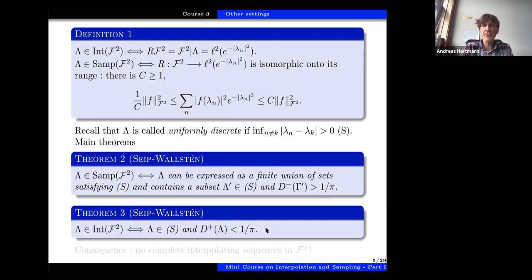And an interesting consequence, which was already mentioned yesterday in the talks, is that from these two conditions you can conclude that in the classical Fock space there are no simultaneous interpolating and sampling sequences, which I also called complete interpolating sequences.